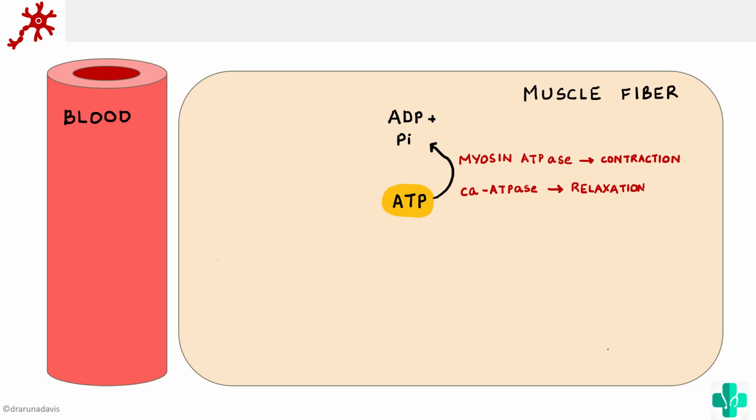Once the stored ATP is depleted, then we have three methods by which the ATP can be generated. The first method is there is a protein called creatine phosphate. The phosphate group of this creatine phosphate can be given to an ADP molecule so that ATP can be formed. So this is the first method, by which the creatine phosphate is converted to creatine, and the enzyme that helps in this process is called creatine kinase.